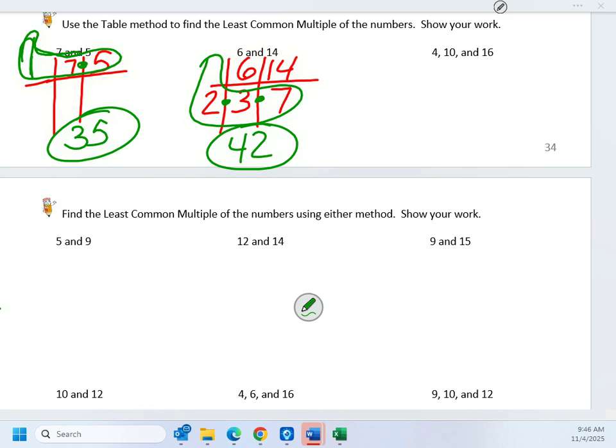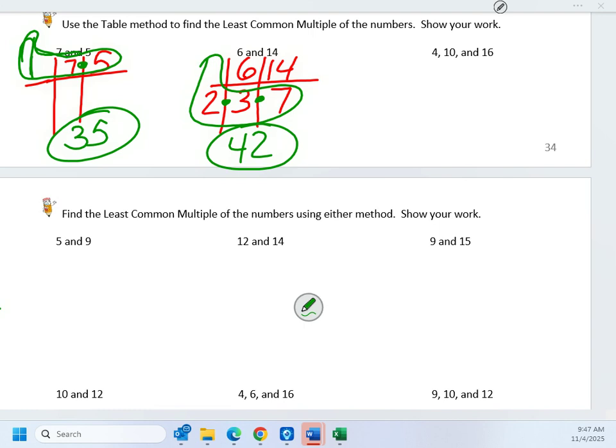What was easier, listing out all of my multiples of 6, all of my multiples of 7, all the way out to see that they both share the 42, or doing the table method? Table method, I know, can be challenging, really understanding it, but once you know it, it's a lot easier to use for that least common multiple.